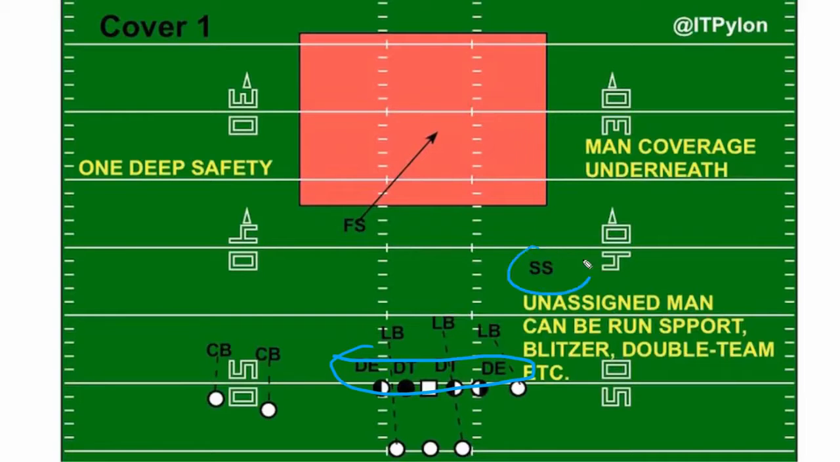When there's a free player like this, when it's the strong safety, the best way to understand it, most oftentimes, it's called the robber. So this person will play the middle of the field and rob this area. So really, it's almost like an inverted 2-man. What I mean by that is you have the free safety deep and the strong safety underneath with man coverage underneath.